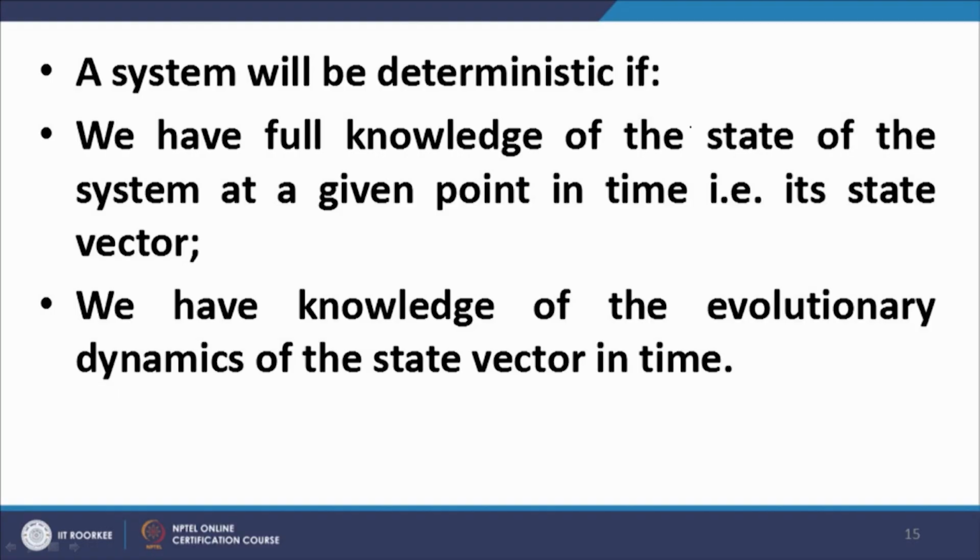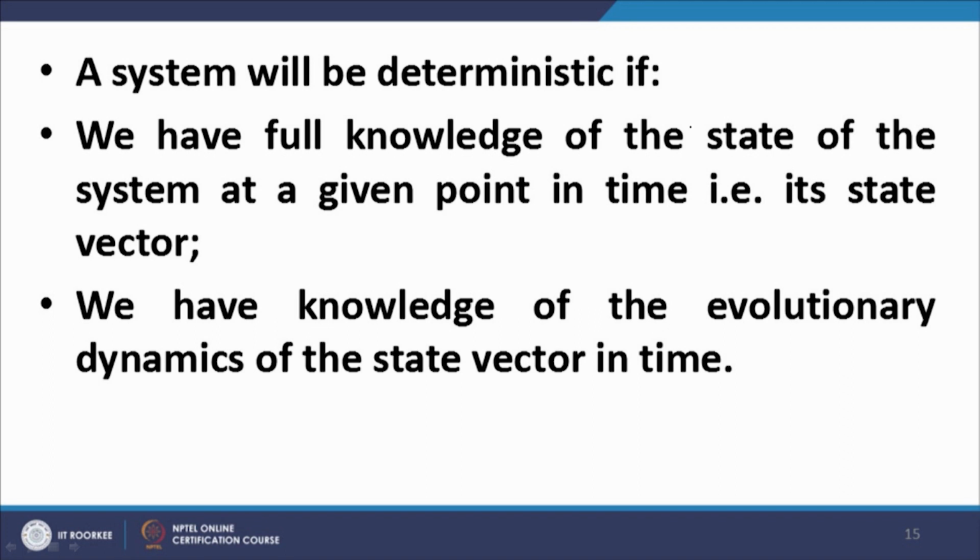A system will be deterministic if we have full knowledge of the state of the system at a given point in time, arbitrarily t equal to 0, not necessarily so, but usually we have it as t equal to 0. It can be any arbitrary point in time, and knowing the status of the process at any arbitrary point in time, we are able to precisely predict the behavior of the system thereafter.